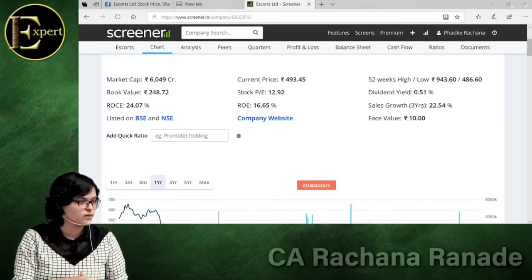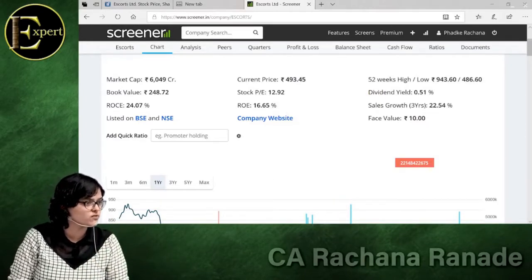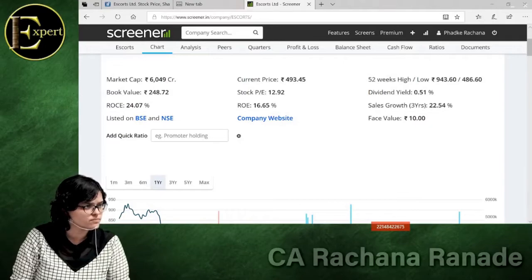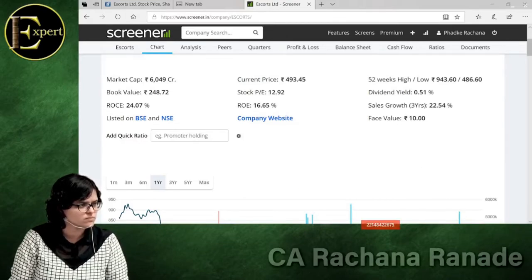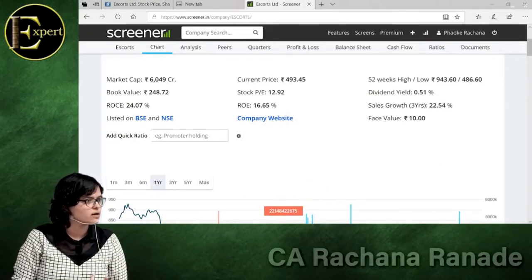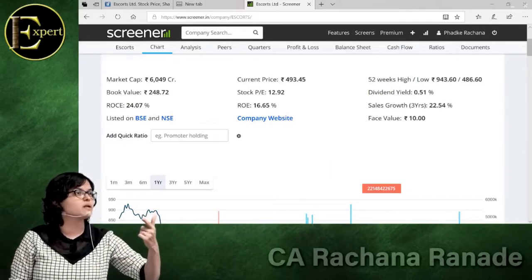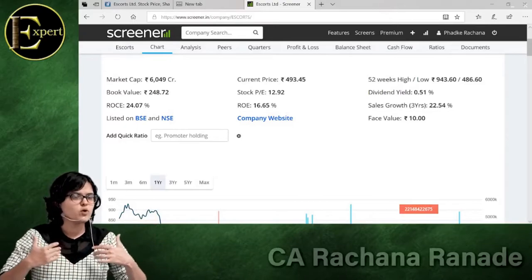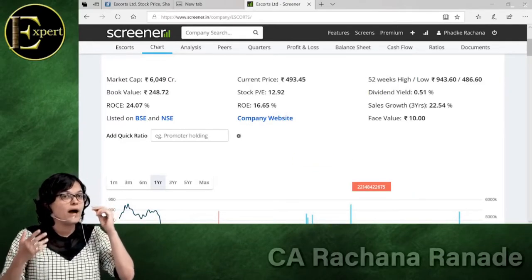Just go back to your current ratio. What 2 points have we written for current ratio? Current ratio tells us about the liquidity. And one more line you can add for current ratio: higher the better. If your current ratio is high, it's always better. But then you also have to check why the current ratio is high.